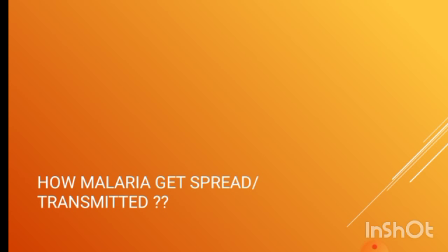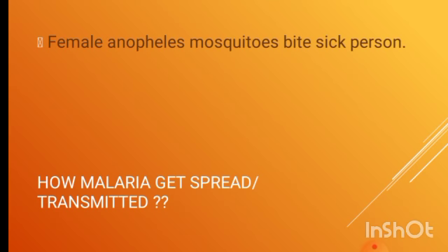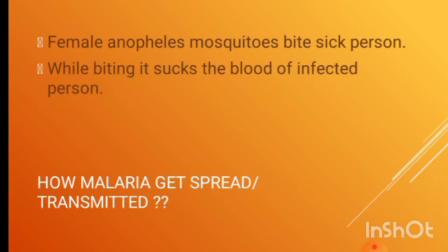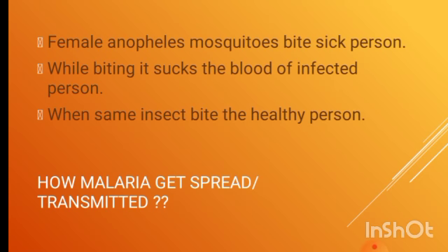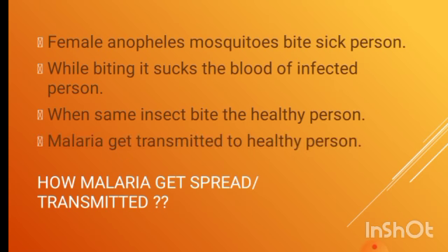Now, we are going to see how malaria gets spread or transmitted from one person to another. Female Anopheles mosquitoes bite sick person. While biting, it sucks the blood of infected person. When the same insect bites the healthy person, then malaria gets transmitted to healthy person.